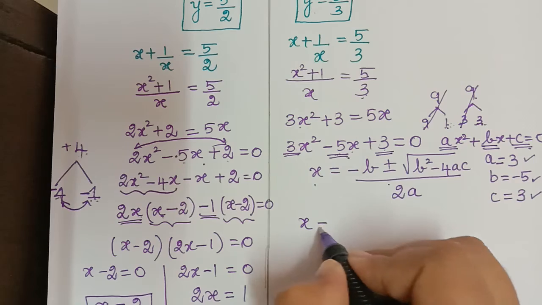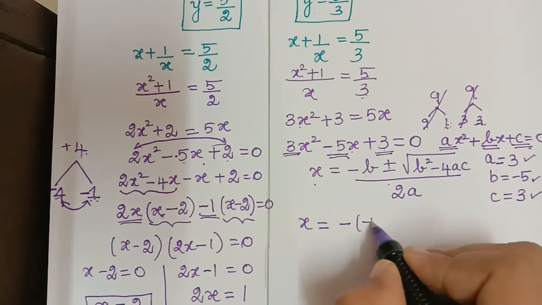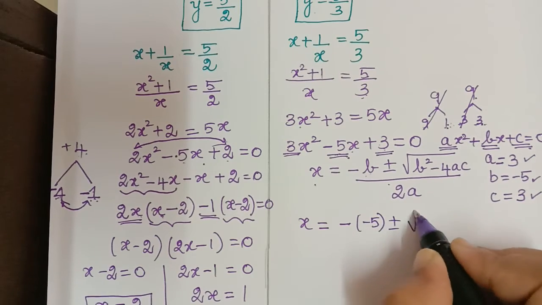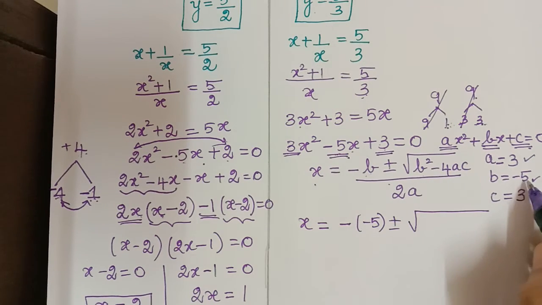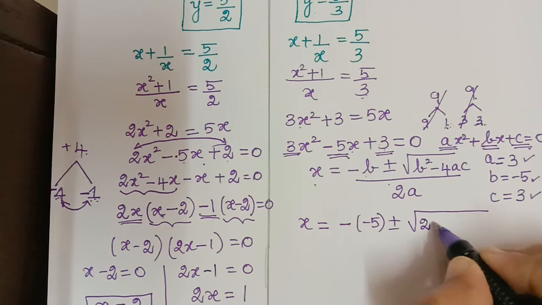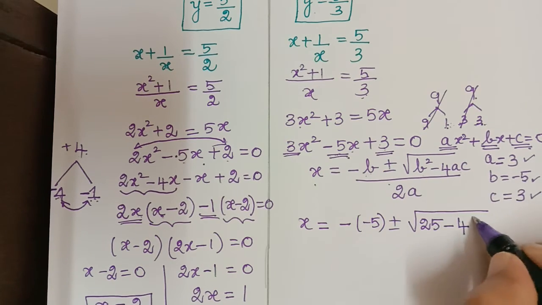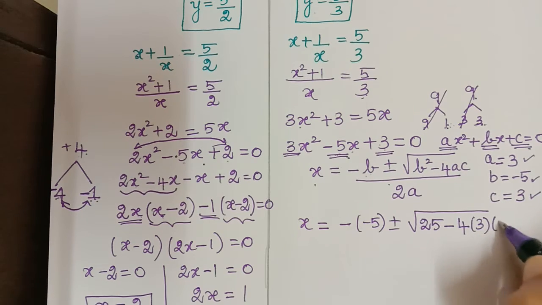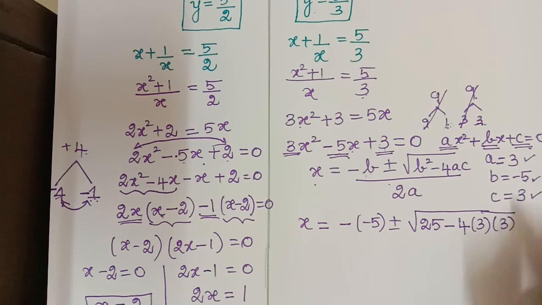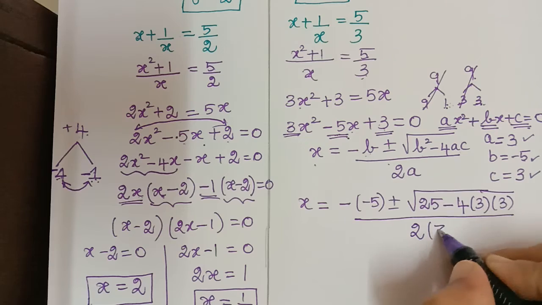So x will be equal to, first is negative b. Negative b is already negative 5, plus or minus square root of b squared. b is negative 5. The square of this negative term becomes positive, and 5 times 5 is 25, minus 4ac. What is a here? It is 3. And what is c here? It is also 3. So we have substituted this, the whole divided by 2a. So 2 multiplied with a, which is 3, so we have to write 3 here.